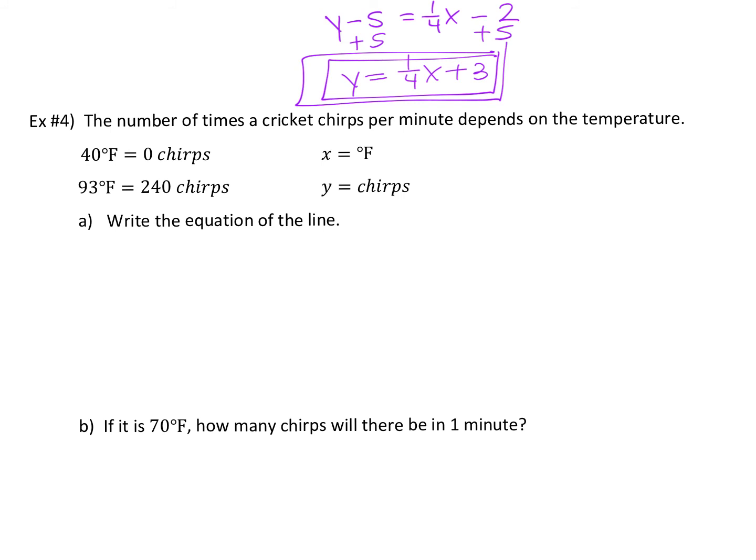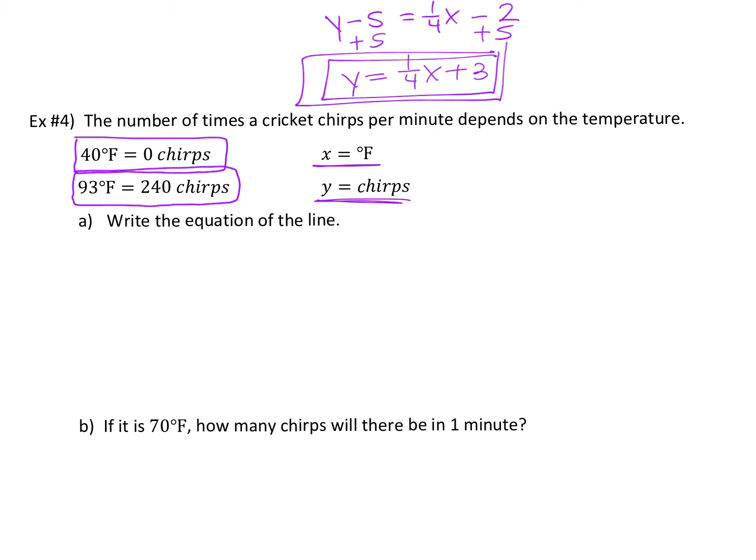Anyway, example 4. So if it is 40 degrees Fahrenheit, the cricket will not chirp. Apparently it doesn't like the cold. If it's 93 degrees Fahrenheit, the cricket should chirp 240 times. It's a drastic difference, huh? So they're telling us X is our degrees Fahrenheit, Y is our chirps. Can you give me a line that represents this data?